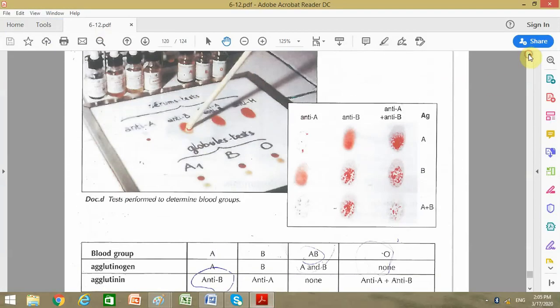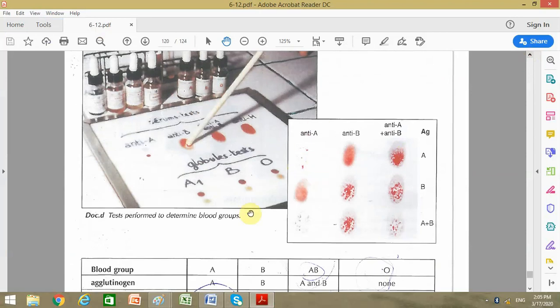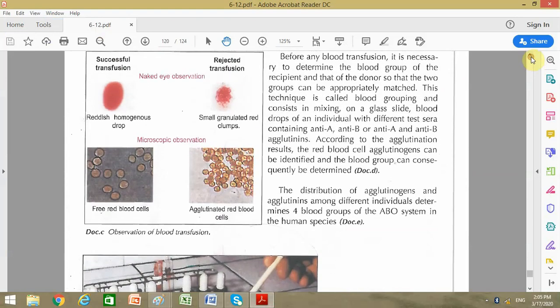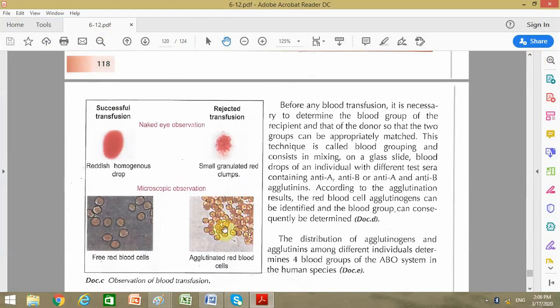Okay? Now also here in your book you can see the blood test. This is the presence of agglutination. This is the absence of agglutination depending on the blood type. Also here we can see the agglutination and the rejection, where the antibodies can agglutinate the red blood cells, but if no agglutination takes place, then there is no rejection of this blood.